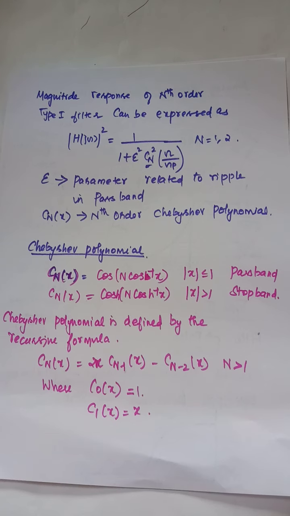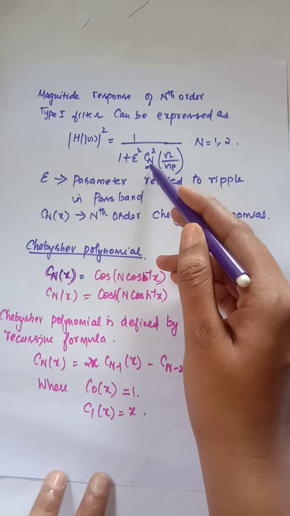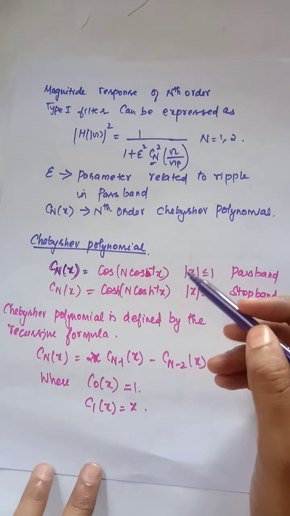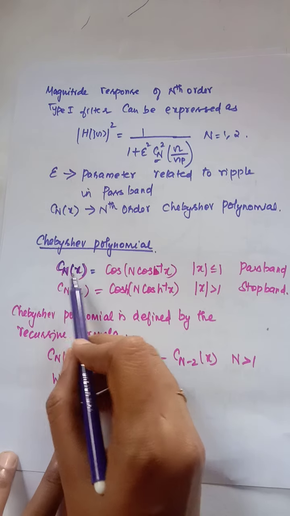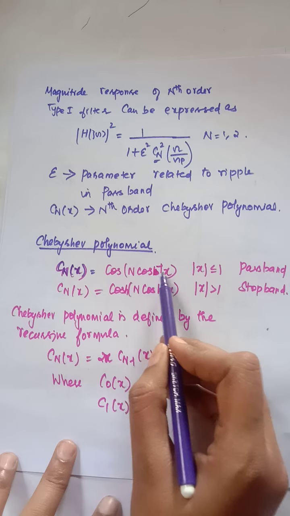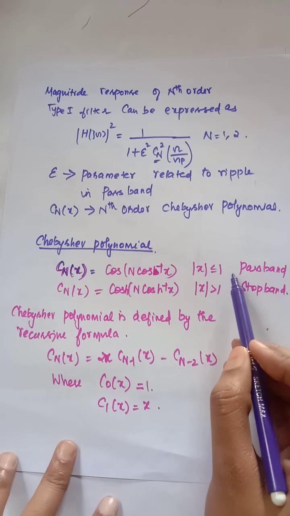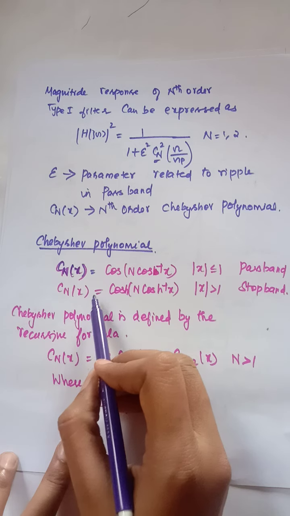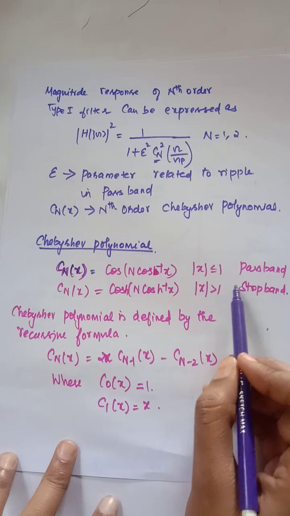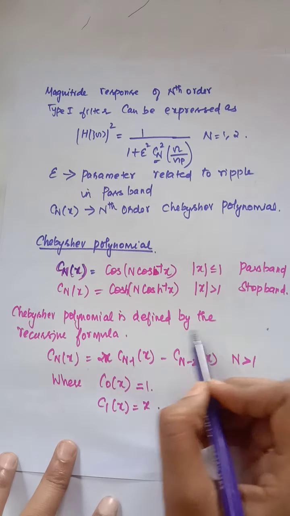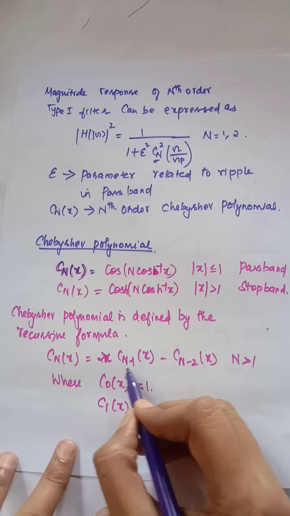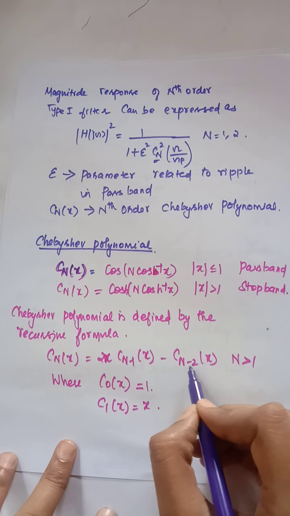Okay, so the next thing we are going to do is, in order to incorporate this Chebyshev polynomial, we need to know some of the basics of the Chebyshev polynomial function. So that is Cn of x is equal to cos of n cos inverse of x for mod x less than or equal to 1, that is for the pass band, and Cn of x is equal to cosh n cosh inverse of x for mod x greater than 1, it is a stop band. And this Chebyshev polynomial has a recursive formula, and this can be obtained from Cn of x is equal to 2x Cn minus 1 of x minus Cn minus 2 of x.